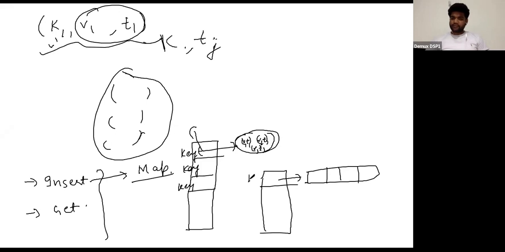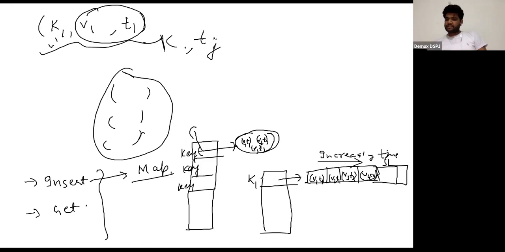So for this key K1, you will store all the value timestamp pairs, V1, T1, V2, T2, V3, T3, V4, T4. As they are coming, you will keep appending at the back. One thing is sure, these will be in increasing order of timestamp, right? Why? Because they are coming at a future time. You don't need to sort it. That's what I'm trying to say.